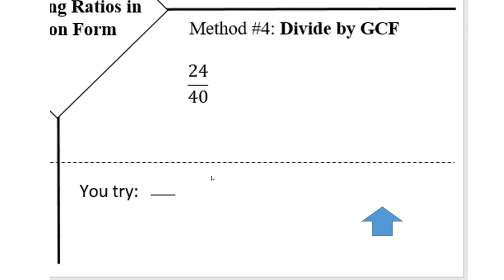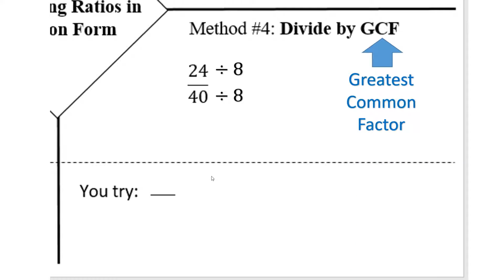Here, dividing by GCF is similar to the last method. You're just saying divide by 8, and you'll get 3/5. So I'd like you to try 15 over 60 using the GCF, if you can figure out what the GCF is. The greatest common factor of 15 and 60 is 15. So if you divide by 15 to both of those, you're going to get 1/4.